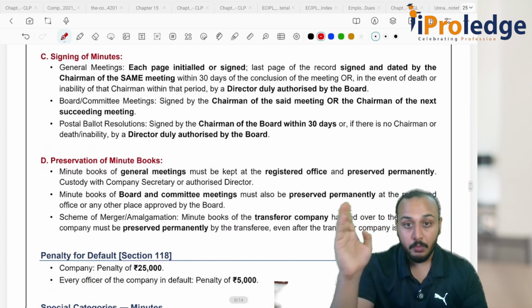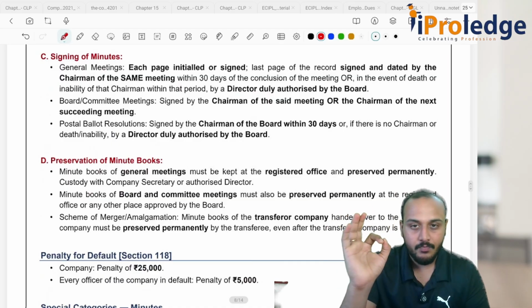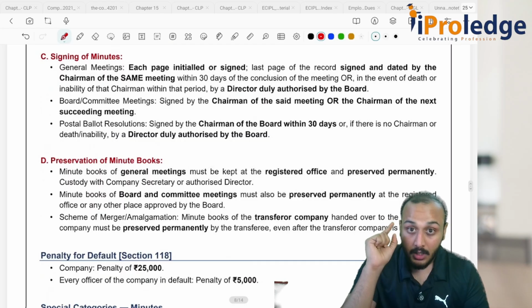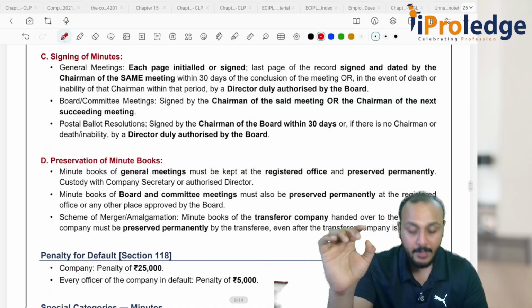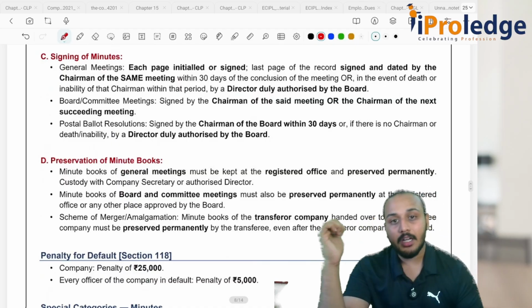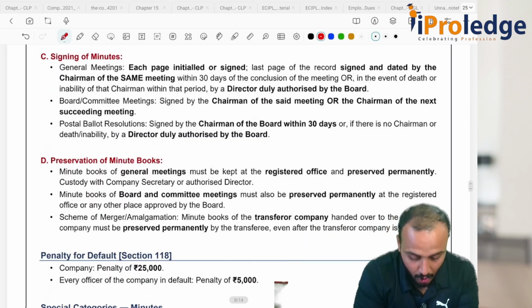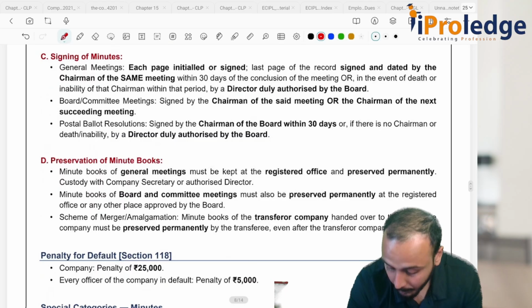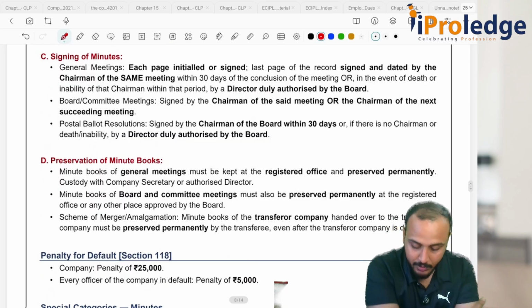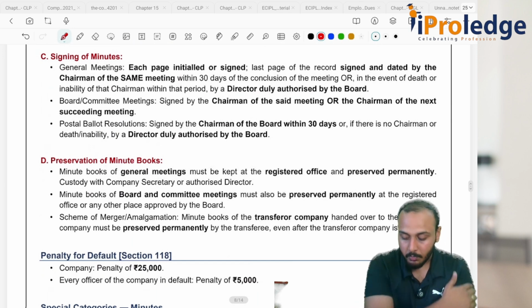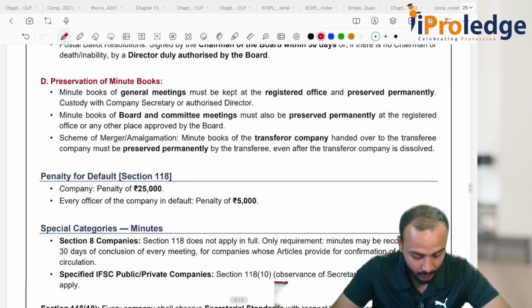See, most of the books and registers under the Companies Act are to be maintained for 8 years. Okay, that is the general rule. But here they have specifically told that they have to be maintained permanently, and these minutes will be under the custody of the company secretary of the company. The minute books of the board and the committee meetings must also be preserved permanently at the registered office or any other place approved by the board. Scheme of merger and amalgamation minute books of the transferor company handed over to the transferee company must be preserved permanently. Okay.